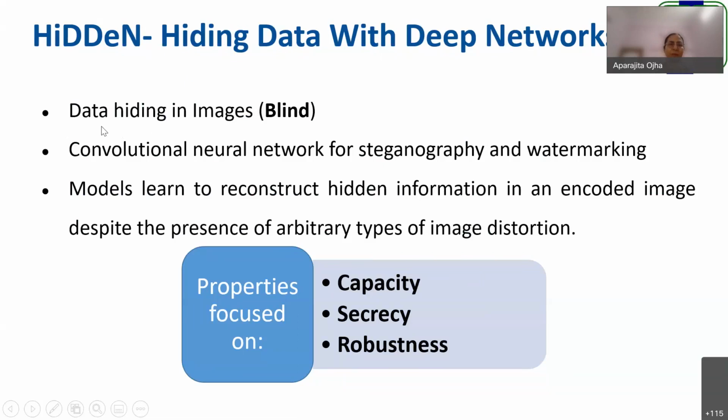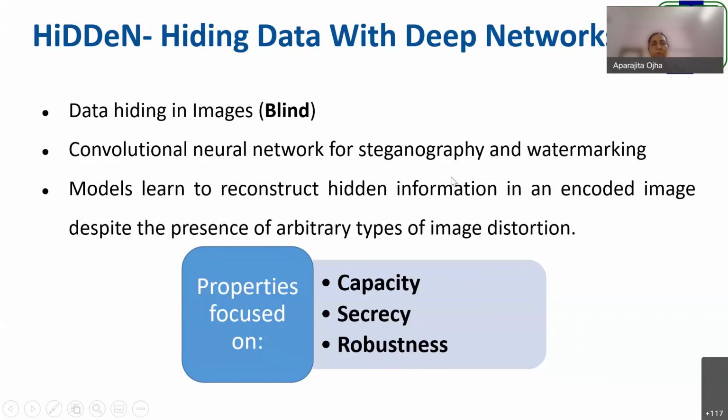So what is done? Data hiding in images, which is blind, in the sense that at the decoder level, when the data is taken out, we don't have the original cover image. At the encoder level, we hide the data within a cover image. At the decoder level, we have only the data hidden image, which is known as the stego image.